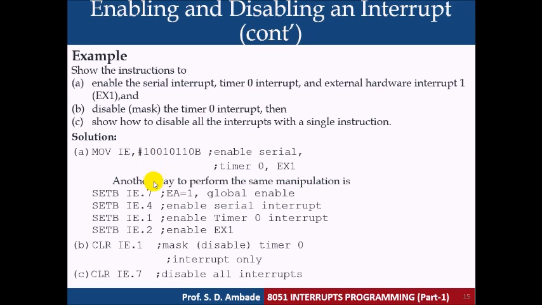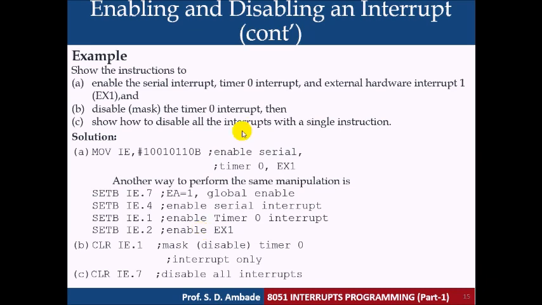As the IE register is bit addressable, we can manipulate a single bit of the IE register without disturbing any other bits by using this kind of instruction. SETB IE.7 means EA is equal to 1, global enable. SETB IE.4 means enable the serial interrupt. SETB IE.1 enables the timer 0 interrupt. SETB IE.2 enables external interrupt 1. So this way we can enable interrupts.